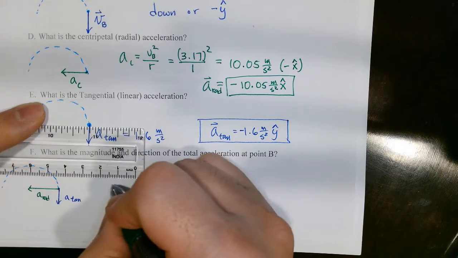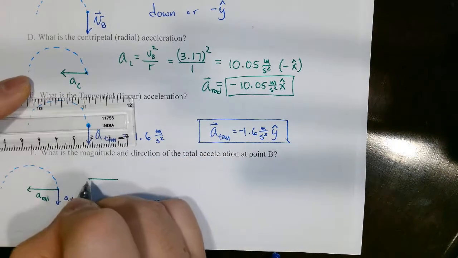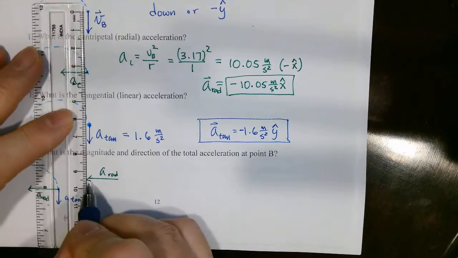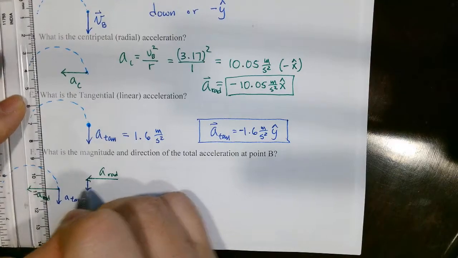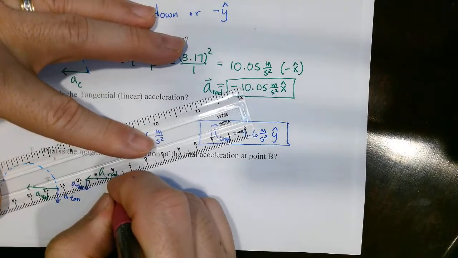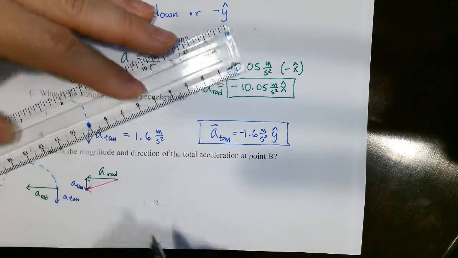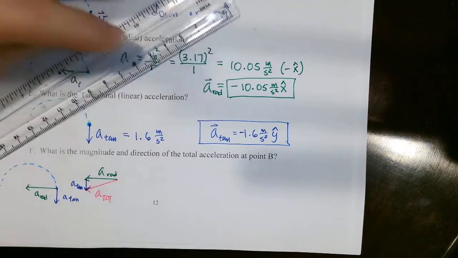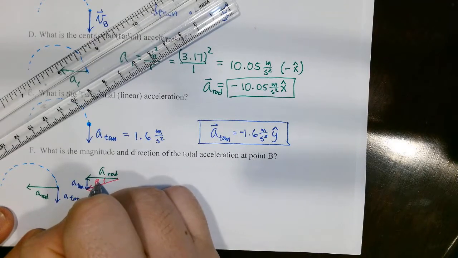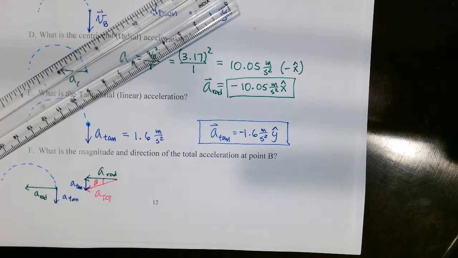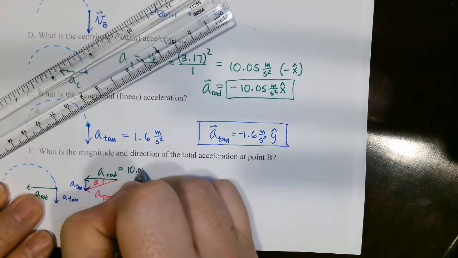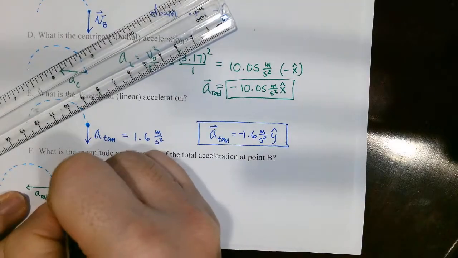so it doesn't matter which one I add first. So here I get my A radial plus A tangential. And here's my A total. This angle right here is my reference angle beta. We already know what A radial is, and that is 10.05. And A tangential is 1.6.